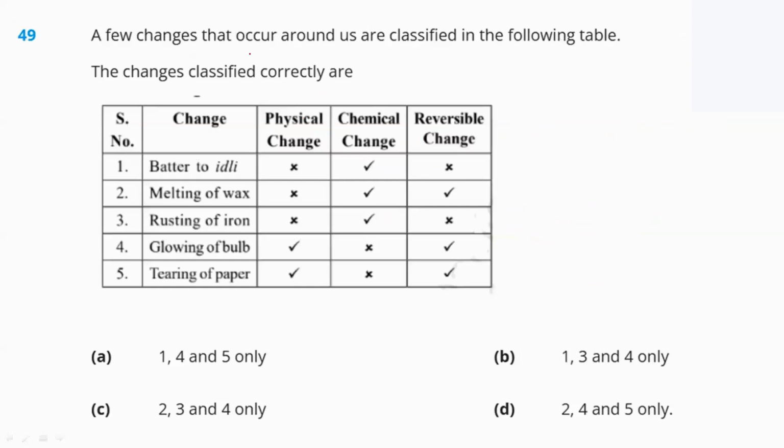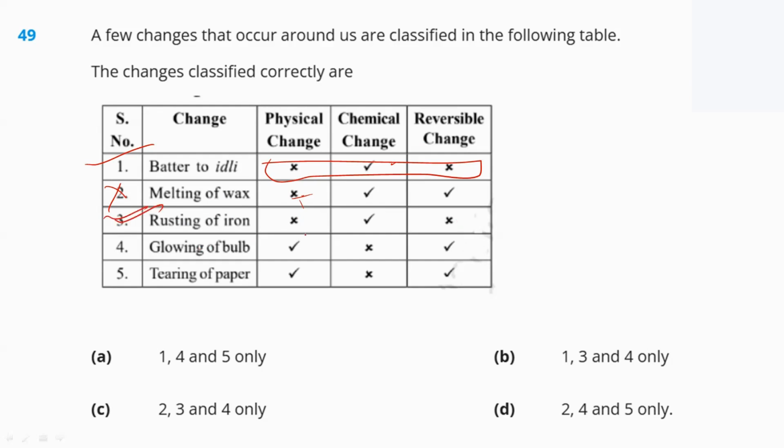Next, a few changes that occur around us are classified in the following table. The changes classified correctly are: batter to idli is a physical change? No, it's a chemical change. This is correct, and it's an irreversible change. This is correctly given, so the first one is correct. Second is melting of wax is a physical change. Definitely, melting of wax is a physical change, so this is incorrect. Next, rusting of iron is a physical change, wrong. Chemical change, correct. Reversible change, wrong. So this is also a correct one.